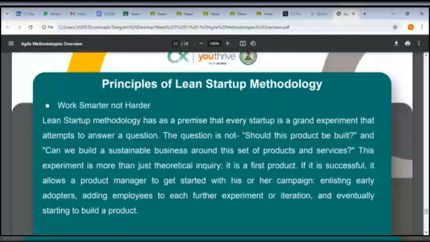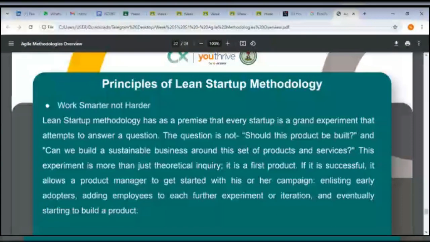Lean startup methodology has as a premise that every startup is a grand experiment that attempts to answer a question. The question is, should this product be built? And can we build a sustainable business around this set of products and services? Now, remember that a product is not a business, right?